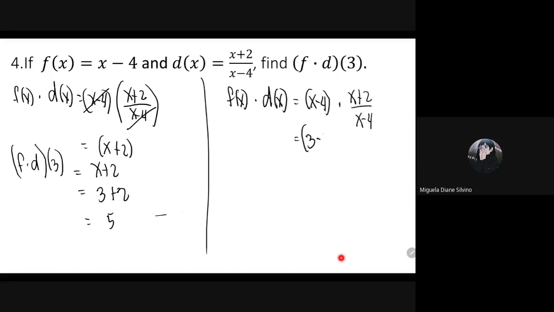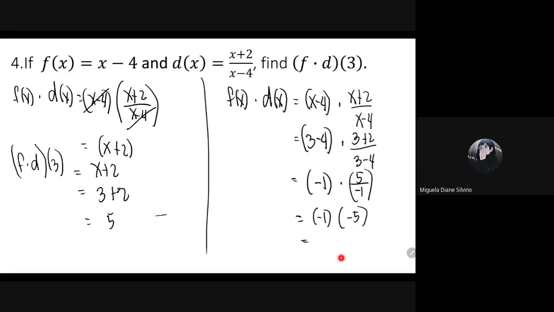So 3 minus 4 times 3 plus 2 over 3 minus 4. Ang 3 minus 4 ay negative 1. Ito naman, 5 over negative 1. Ang 5 over negative 1 ay negative 5. Kaya negative 1 times negative 5 ay 5. So kahit saan sa dalawa yung gagawin mo, magtatapos ka sa parehas na sagot.